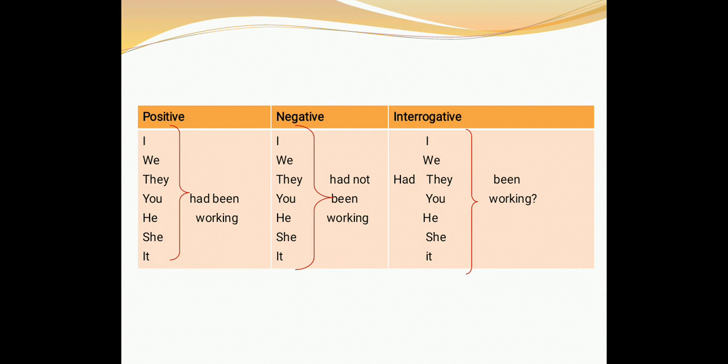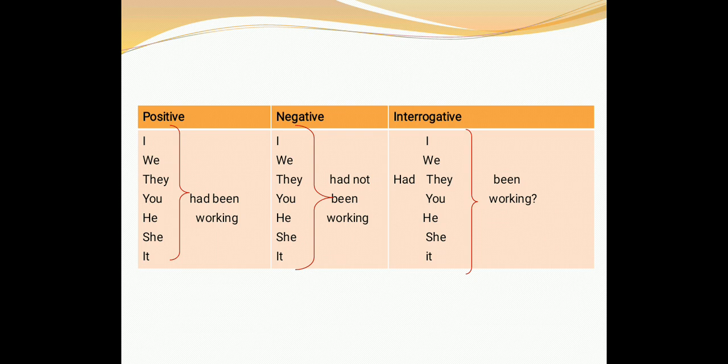Now, let's take a look at the negative form. How to change this sentence into negative? It's very simple. Just add not after had, like in the past perfect. Let me make it clear with some examples. I had not been working. We had not been working. They had not been working. You had not been working. He had not been working. She had not been working. It had not been working.